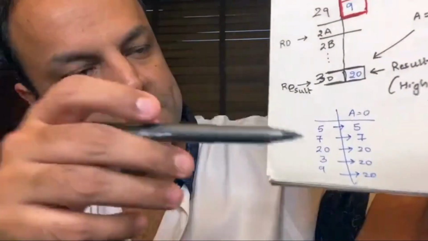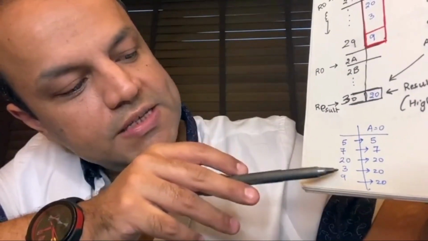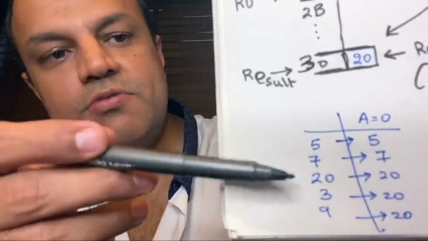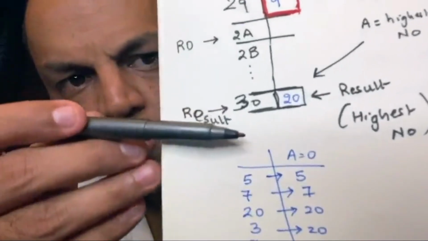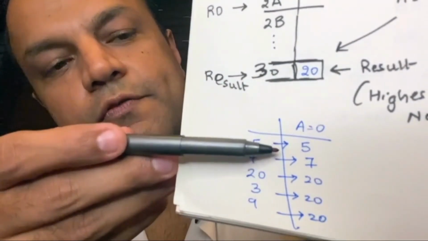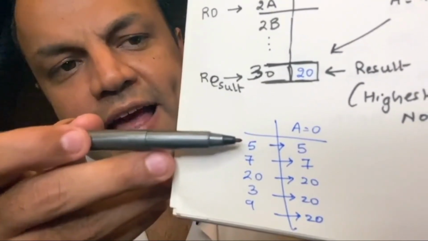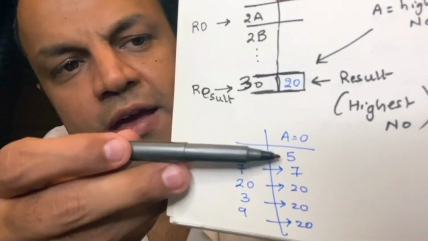I'm seeing the mirror image. 5, 7, 20, 3, 9. 5, 7, 20, 3 and 9 are your numbers. Originally A was 0. A will be compared with 5. Is 5 bigger? Yes. A minus 5, 0 minus 5, there is a carry. So 5 will be copied to A. So A will become 5.